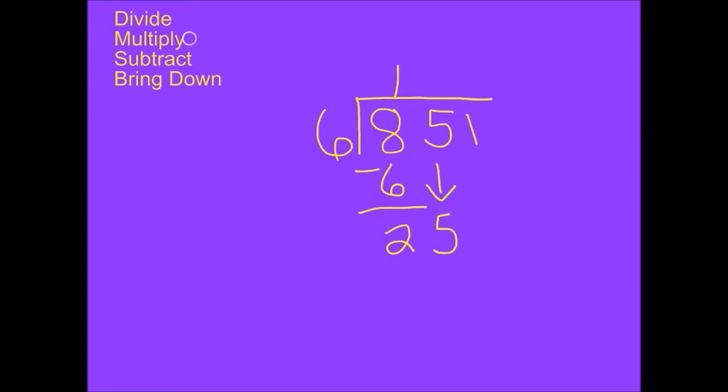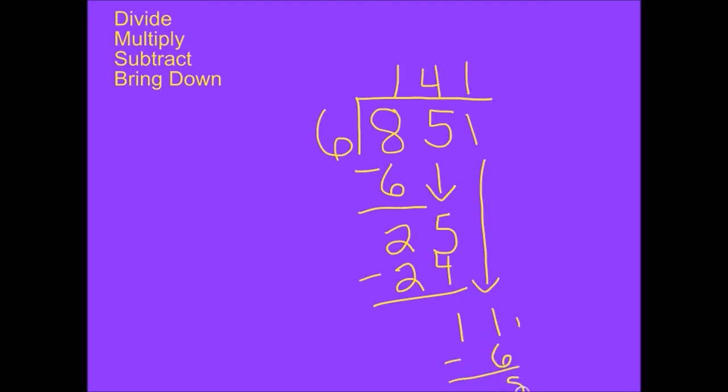Now we go back to the top. Start with divide. How many 6s are in 25? 6 times 5 is 30, a little big. So let's go 4. 6 times 4 is 24. You write it below the 25. You subtract, and then you bring down. You think how many 6s are in 11? There's only one. 6 times 1 is 6. Then you subtract. You get a remainder of 5.